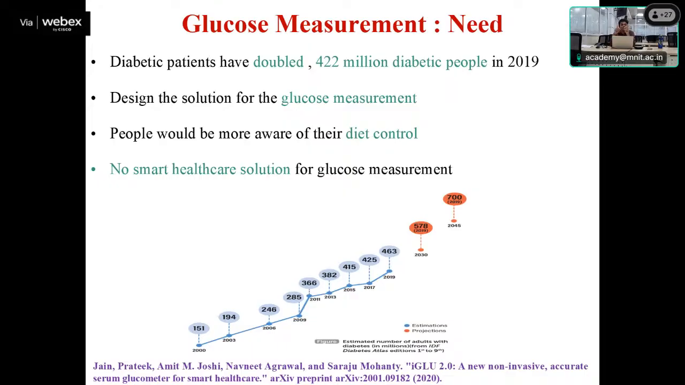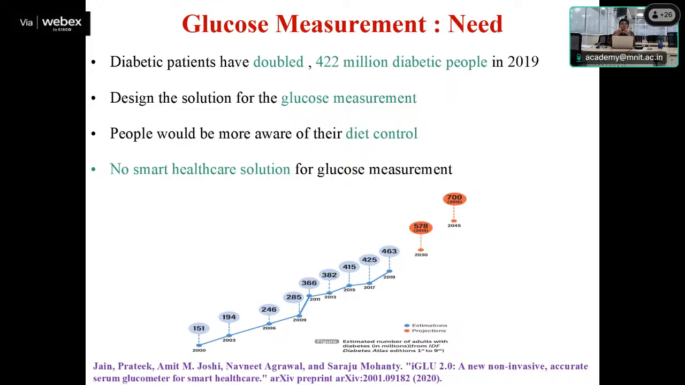Now if you are a diabetic patient, then you need to measure your blood glucose regularly throughout the day. Ideally, if you are a diabetic patient, you need to measure your blood glucose at least 3 to 4 times in a day.